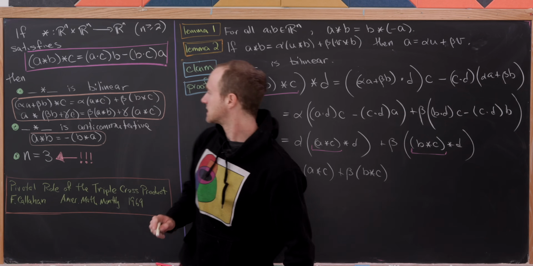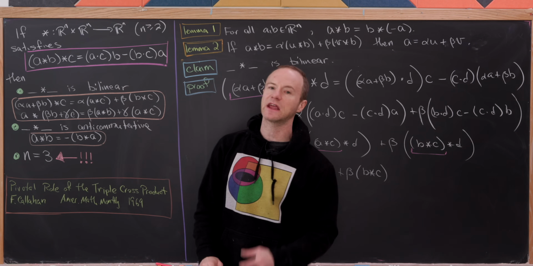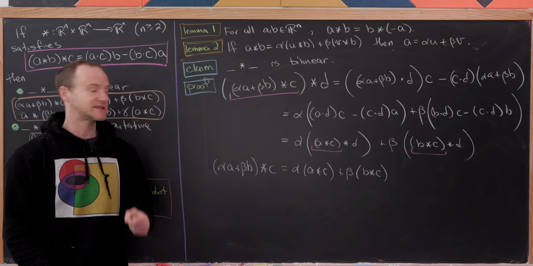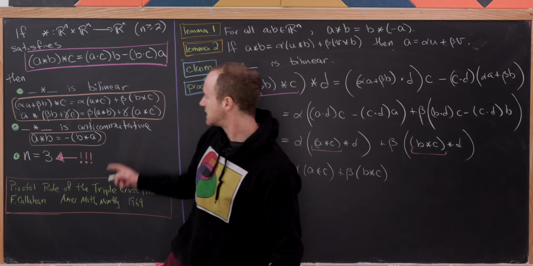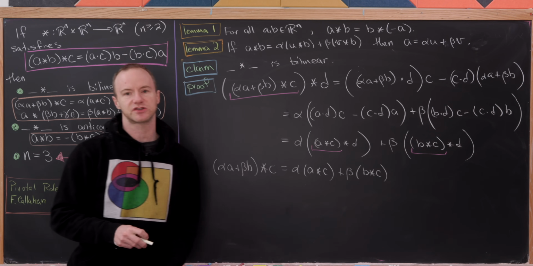But that's linearity in the first component. Now, maybe I'll leave linearity in the second component as a bit of a homework exercise because it's very, very similar. Okay, so now let's prove the anti-commutativity or the skew symmetry or alternatingness of this star.